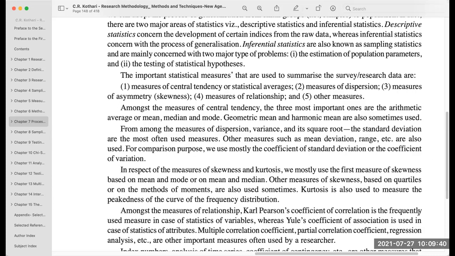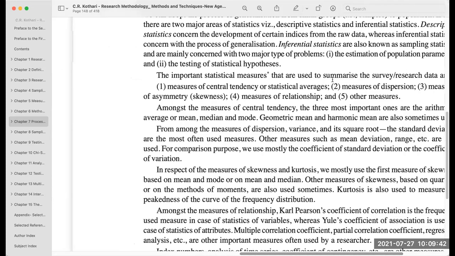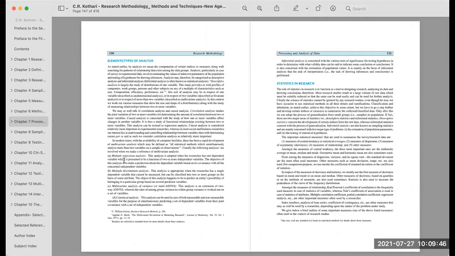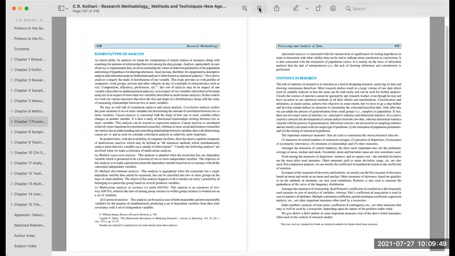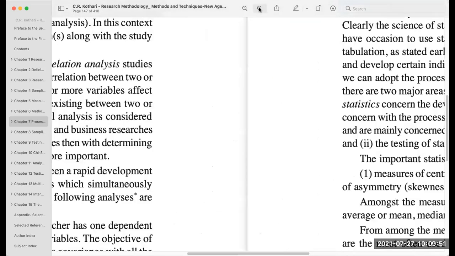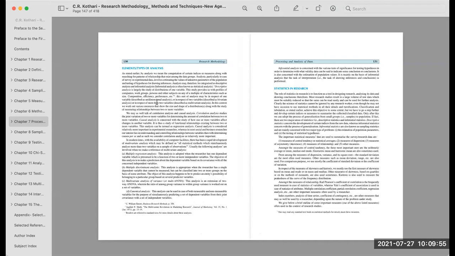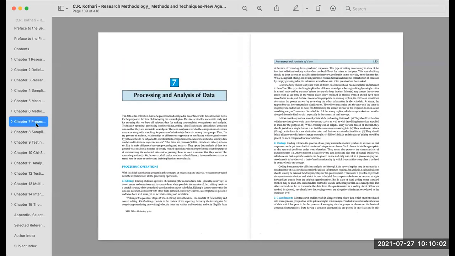So let us start getting some. Okay. It is showing two pages at one time. Okay. Let us stop sharing for one minute. Let me optimize that page.